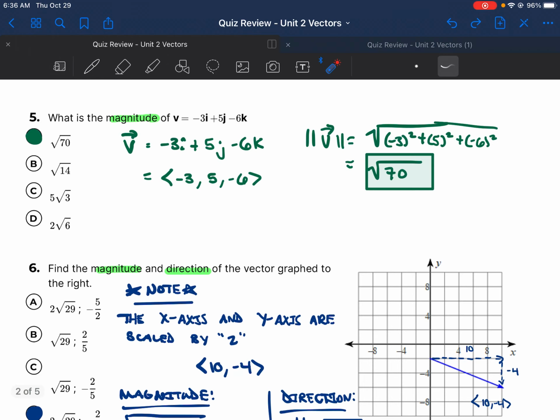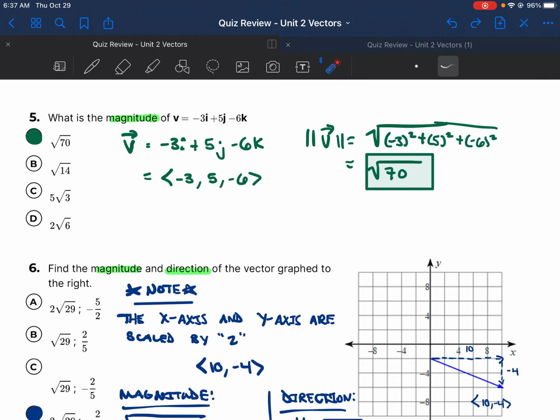In problem number 5, we want to find the magnitude of the vector v, which is negative 3i plus 5j minus 6k. Very similarly, we can go ahead and write this vector in component form. Instead of negative 3i plus 5j minus 6k, I wrote it as its components, negative 3, 5, negative 6. Then to find the magnitude of vector v, we take each of these components, square them, add them together, and take their square root. So you can see we have negative 3 squared plus 5 squared plus negative 6 squared.